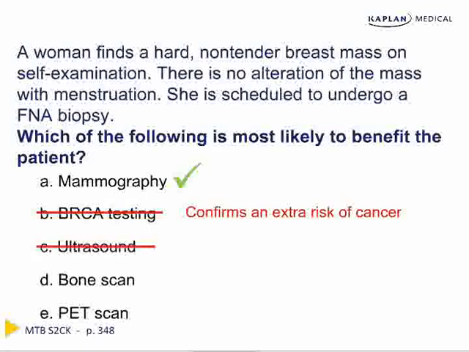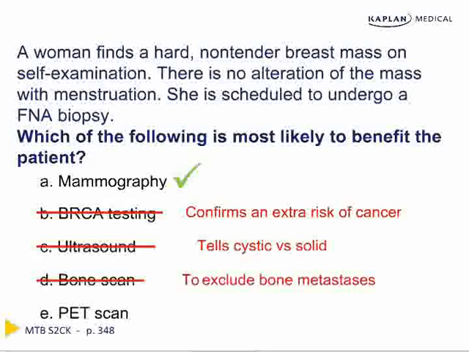Ultrasound is not really an important test once we know a mass is suspicious for cancer because it only tells us whether the mass is cystic or solid. Here, the physical exam gave us all the information we needed to know. The mass was hard and non-tender on self-examination. Now, a bone scan really just gives us information on whether or not there are metastases present in the bones. And PET scan similarly. It just tells us whether there may be suspicious lesions in lymph nodes or other parts of the body suspicious for cancer.